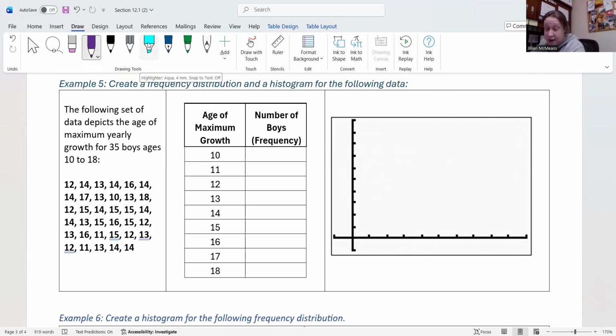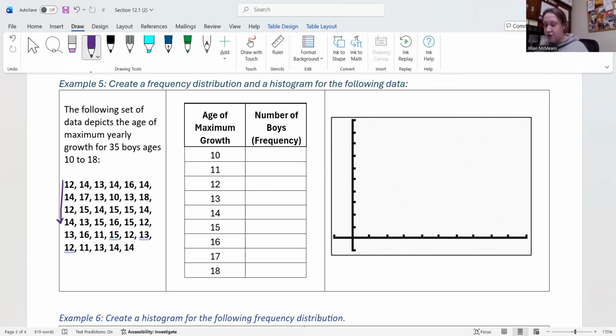We have age 10, 11, 12, 13, 14, 15, 16, 17, and then age 18. We're going to go through this list of data items and indicate how often each data item shows up in this list. Just like I did in a previous video, I'm going to go down the columns. That's how I'm going to read through my table.